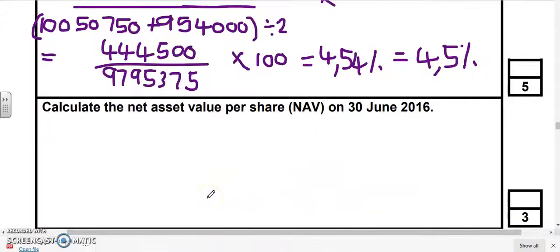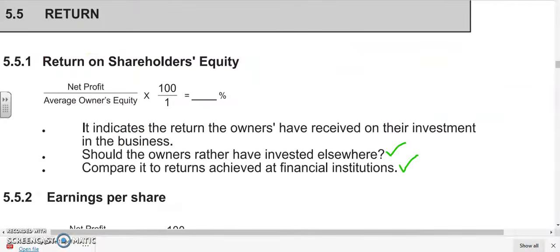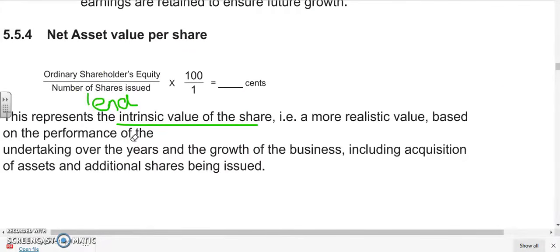Net asset value per share, and net asset value per share is always the ordinary share capital at the end of the year, so you got to be very, very careful with this. Net asset value is ordinary shareholders equity at the end of the year divided by the number of shares in issue at the end of the year. So you've got to get shares at the end of the year and shareholders equity at the end of the year. Both got to be at the end.